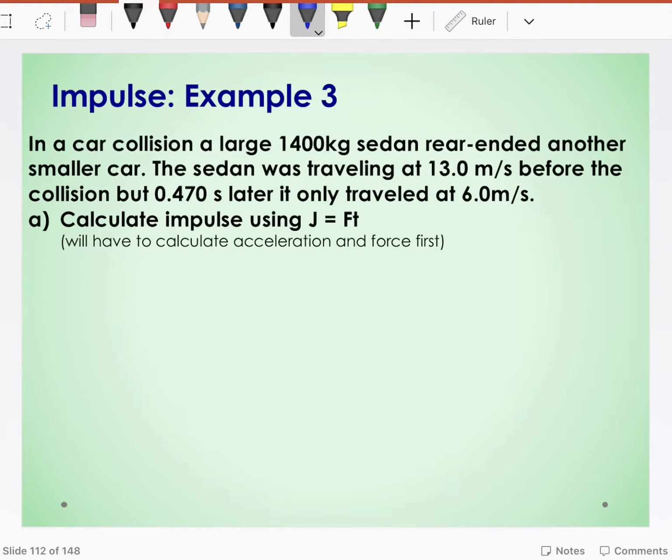All right, last example. In a car collision, a large 1,400 kilogram sedan rear-ended another smaller car. The sedan was traveling at 13 meters per second before the collision, and 0.47 seconds later, it was traveling at 6 meters per second. Calculate the impulse using the formula where J equals Ft.